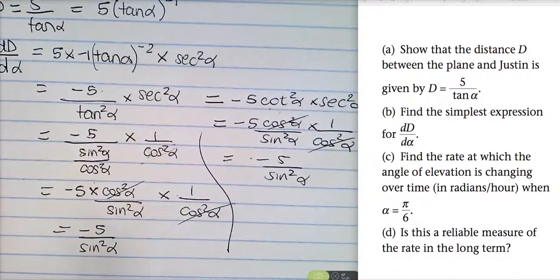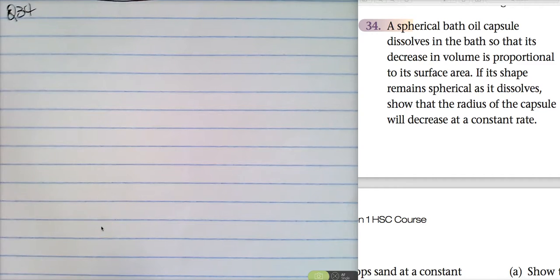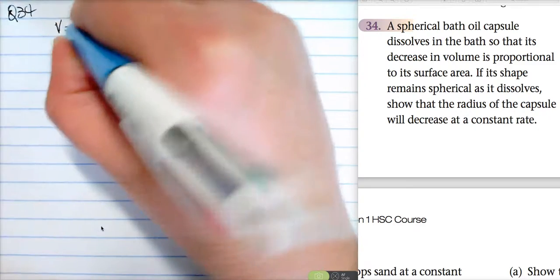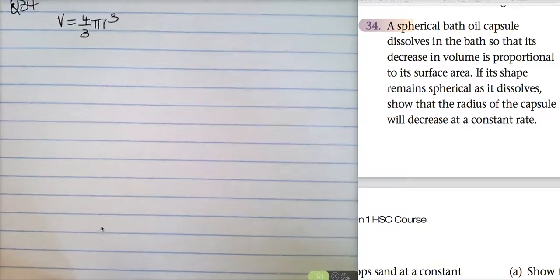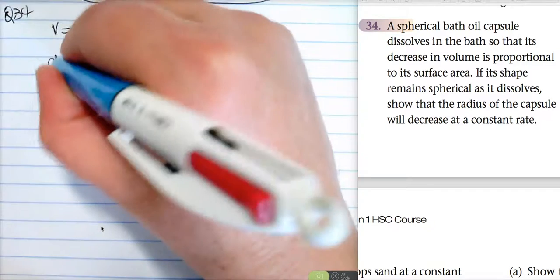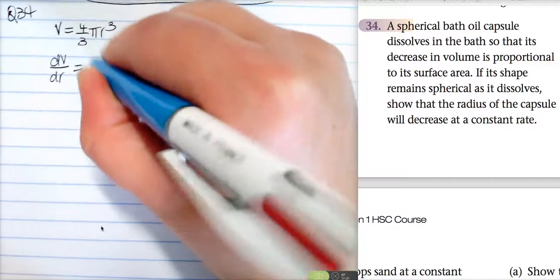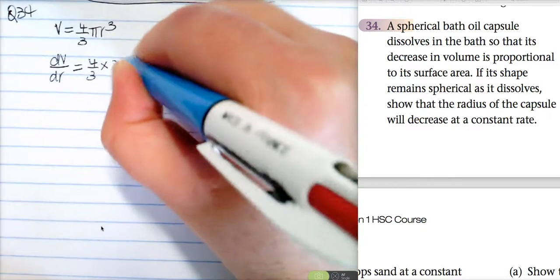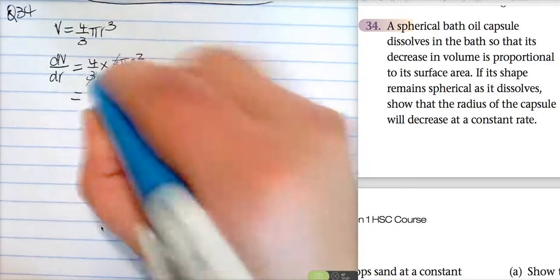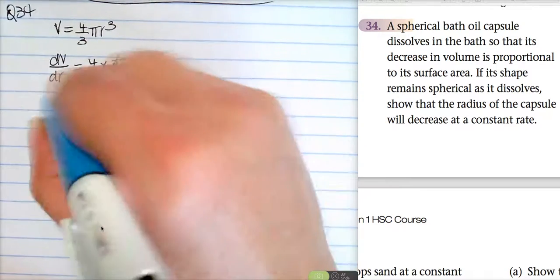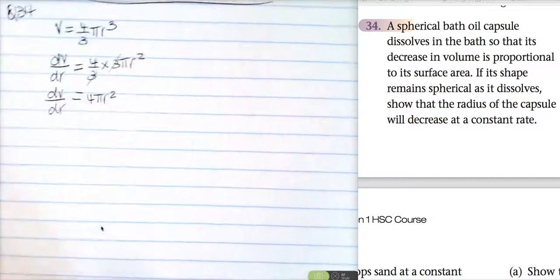Okay. Yeah, 1 sec. A spherical bath oil capsule dissolves, so it's spherical, so that the decrease in volume, so we know that volume is 4 on 3 pi r cubed. That's our first formula. We may as well do dV/dr while we're here. dV/dr is 4 on 3 times 3 pi r squared, which is, the 3's cancel, dV/dr is 4 pi r squared, which happens to be the surface area formula.